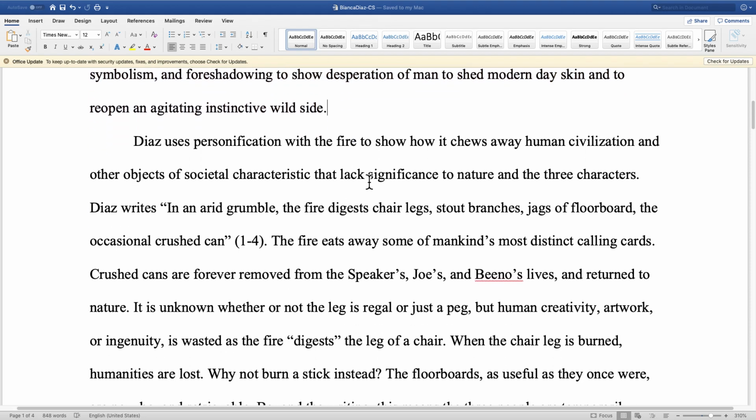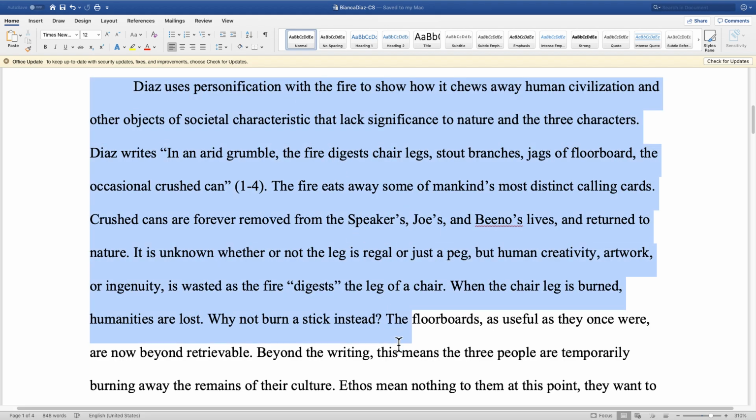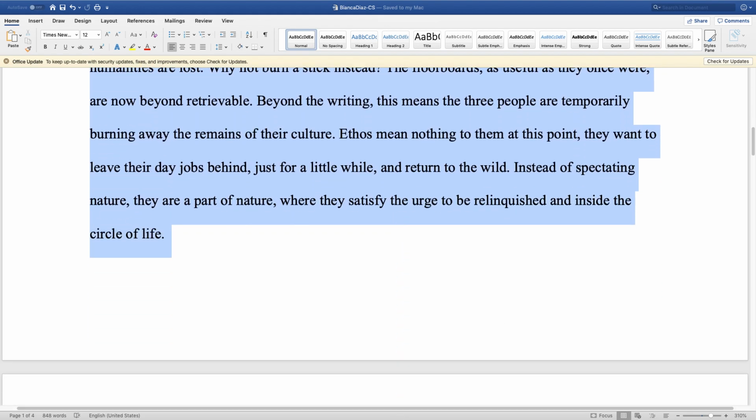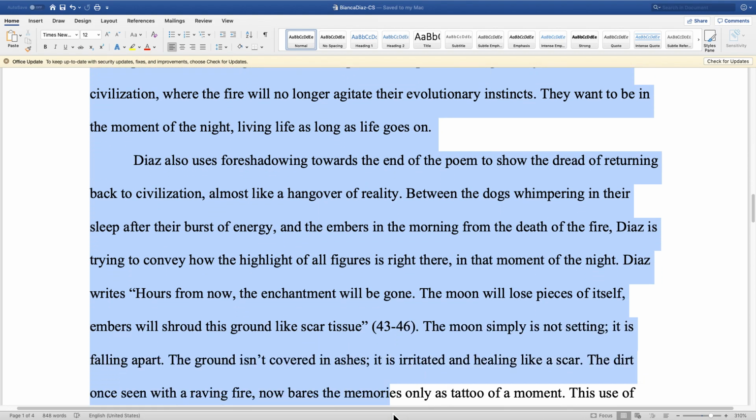The paragraphs following the introduction will be called body paragraphs. They include every paragraph after the introduction except for the very last paragraph of the essay, and we'll talk about that in a minute. So here is a body paragraph. We scroll down, we'll see here's a second body paragraph, and finally a third body paragraph.